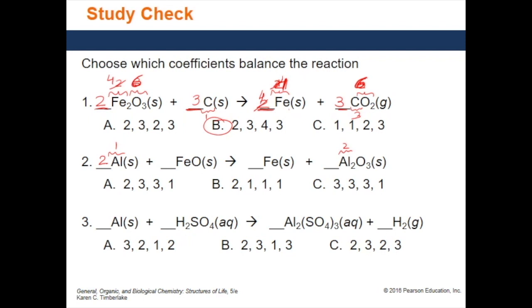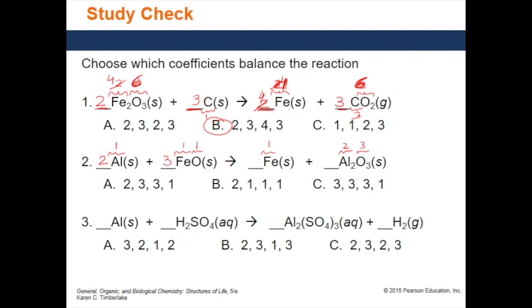Next we move to iron. The number of iron is 1. The number of iron is 1. So iron is okay. Moving to oxygen. The number of oxygen here is 1. The number of oxygen here is 3. To balance it out, I need a 3 in front of FeO.